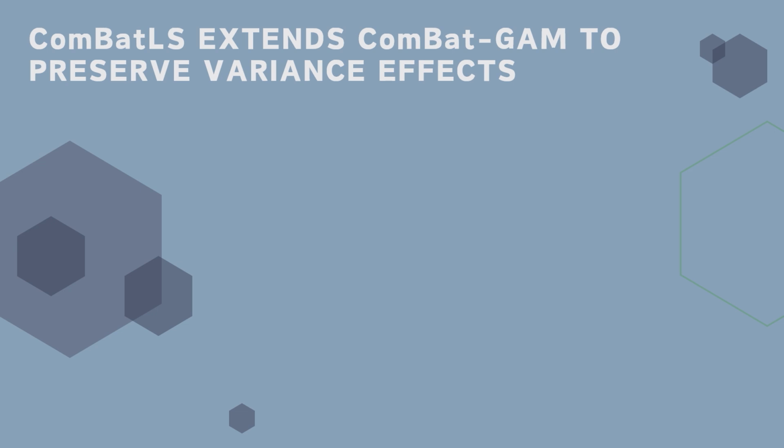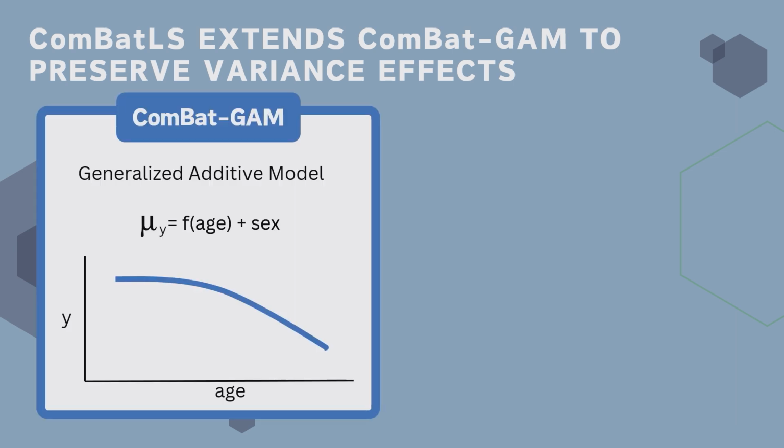And we created ComBatLS to be able to address this issue during harmonization. So we worked off of ComBatGAM, which again uses generalized additive models to preserve both linear and nonlinear covariate effects on the distribution's means or locations.